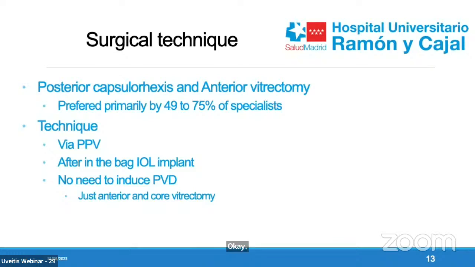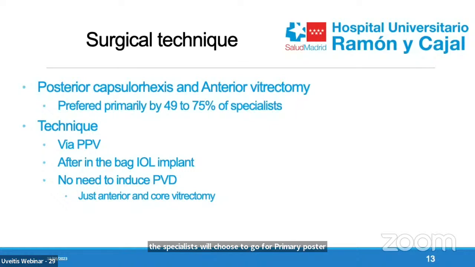The following question we have is, we have seen that when we do a primary IOL implant, we have a 10 times higher risk of posterior capsule and anterior vitreous opacification. So do we do a primary posterior capsulorhexis and anterior vitrectomy? And again, this can be discussed. There's no right or wrong answer here, but most specialists, 49 to 75% of them, will choose to go for primary posterior capsulorhexis and anterior vitrectomy.